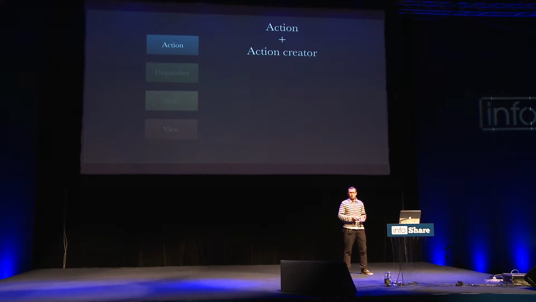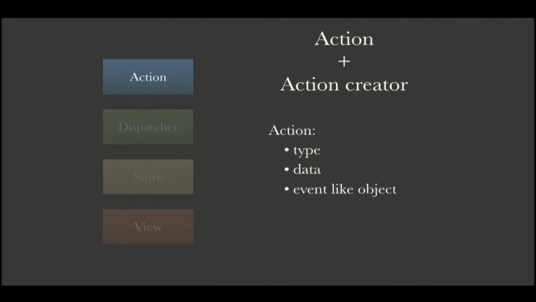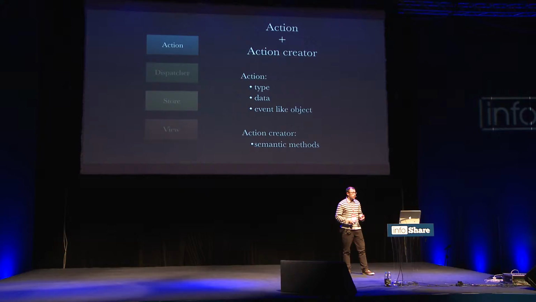So we have actions and action creators, because an action is something similar to an event. It has some type, and it has some data associated with it. We also need some action helpers because we would like to make our methods more semantic, something like big talks, not to just push data and push events by ourselves.